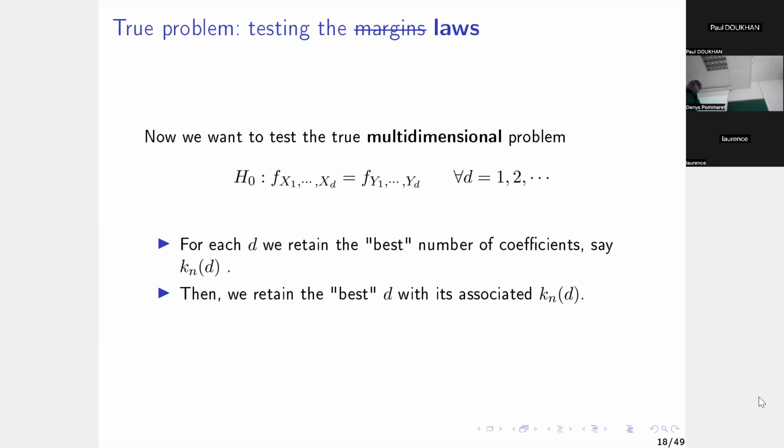Now we want to tackle the true problem, that is testing the laws of the processes, not only the marginals. So we want now to test if, for all D, the D joint distribution is the same. So the idea is to use a two-step procedure. For each D, we choose the best number of coefficients by a penalization rule as done before, and then we choose the best D. So we have two penalizations: for the number of coefficients and for the size of the joint distribution.